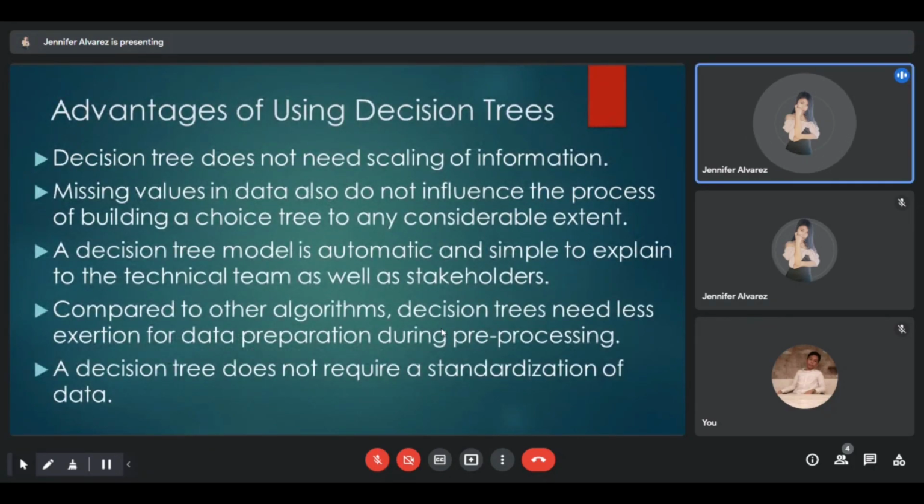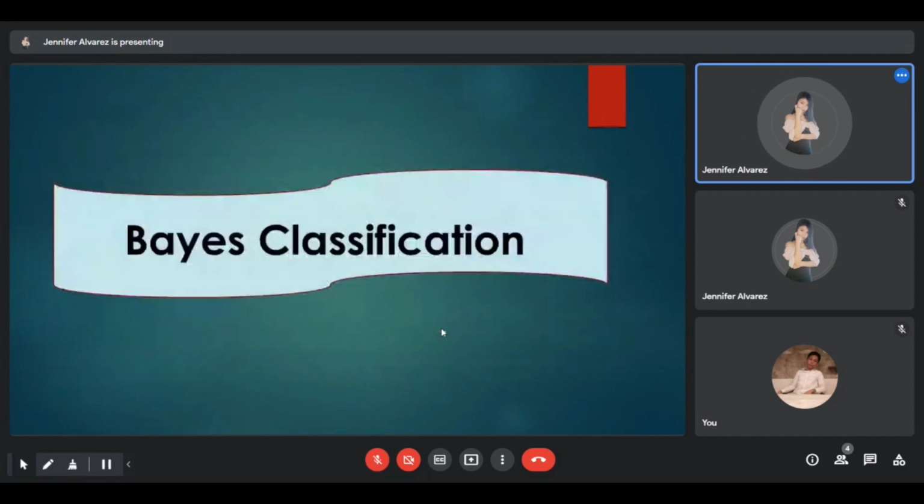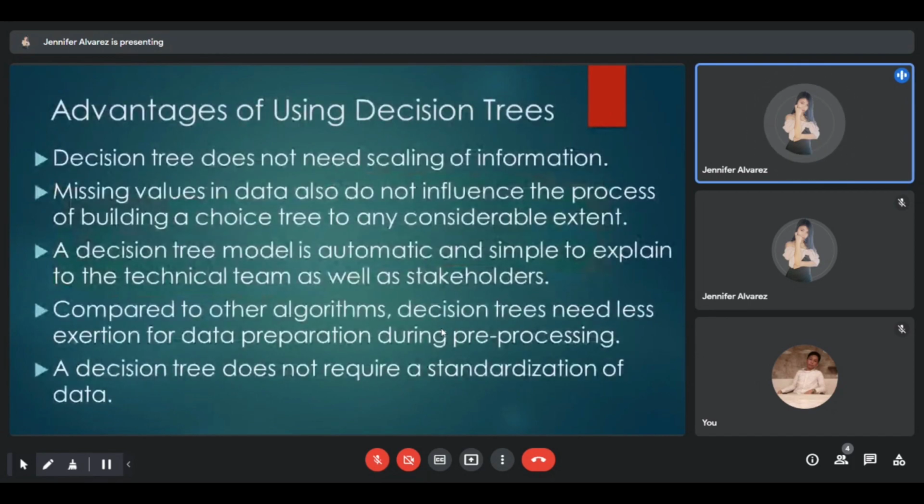Next is the advantages of using decision trees. Decision tree does not need scaling of information. Missing values in data also do not influence the process of building a decision tree to any considerable extent. A decision tree model is automatic and simple to explain to the technical team as well as stakeholders. So, automatic siya and simple. Compared to other algorithms, decision trees need less effort for data preparation during pre-processing. It also does not require standardization of data.